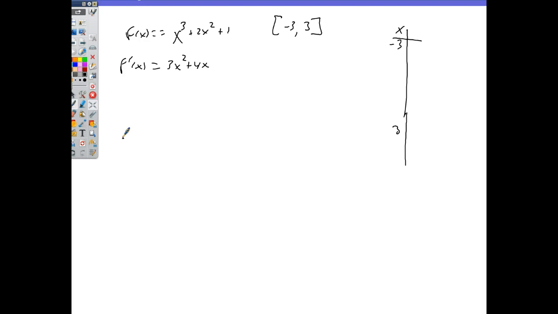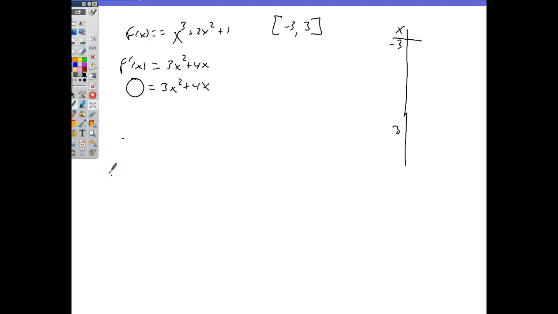I'm going to find out places where it's undefined. Well, undefined, this is a beautiful function. This is defined throughout, right? It's a normal function we deal with every day. Not a problem. Where is it 0, though? Where f prime equals 0. So how do I find where it's 0?